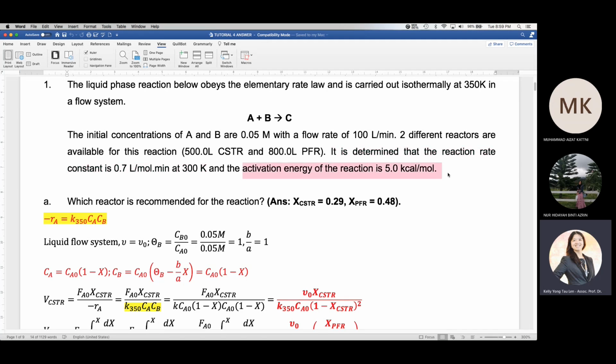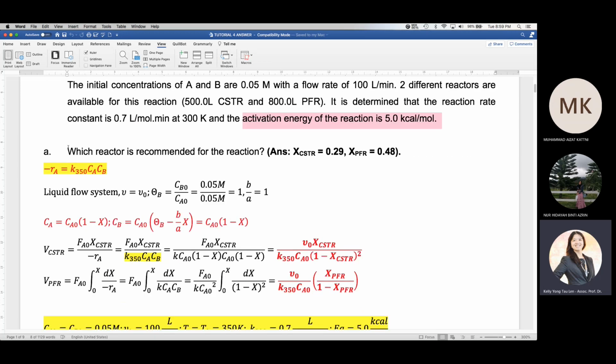Okay. And then they give us activation energy, which is EA. So, EA tu 5 kilokalori per mole. So, whenever kalau diberi maklumat activation energy, definitely kena guna Arrhenius equation. For sure. Dia mesti akan menggunakan Arrhenius equation kalau we are given the activation energy. Right. So now comes to the question.